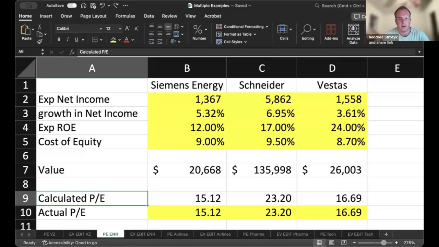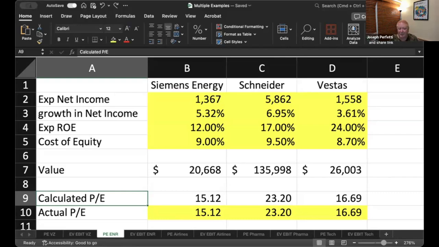Okay, so Schneider has a higher spread. Does it look like 8 versus 3? And it comes with a slightly higher risk or cost of equity, but they're also growing the net income at a higher rate with the higher spread. So Schneider gets the premium. Yeah, they get the higher growth of 7% versus 5 with the higher spread. Higher growth, higher spread, higher PE.